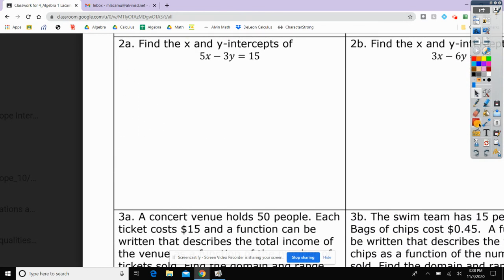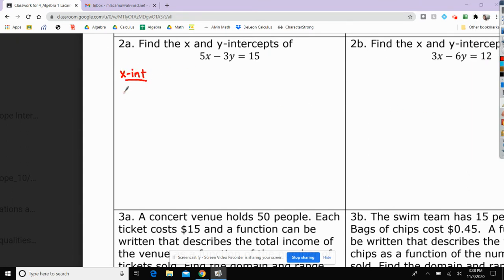On 2, we have to find the x and the y intercepts. So for my x-intercept, I'm going to take my equation and replace the y with a 0. So to find your x-intercept, replace the y with a 0. So the -3 times 0 is 0, so we can cross that out. And we're left with 5x equals 15. Divide by 5 on both sides. So our x-intercept will be at 3, which means our point is 3, 0.